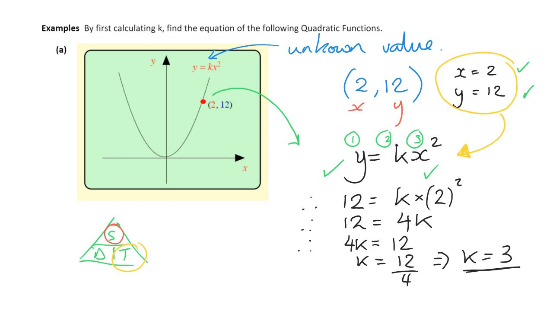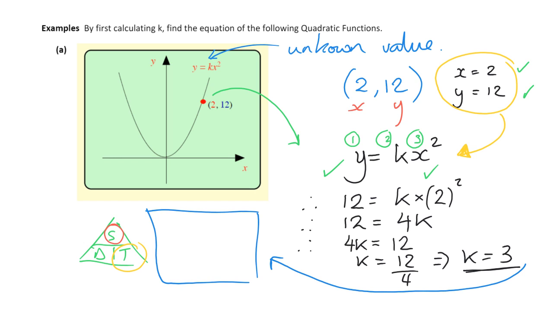That means we can just take it over to the side here. If k is 4, then the final equation is y equals kx squared instead of k. Sorry, k is 3, sorry. Instead of k, we'll put in our 3. So that's the equation of the line.